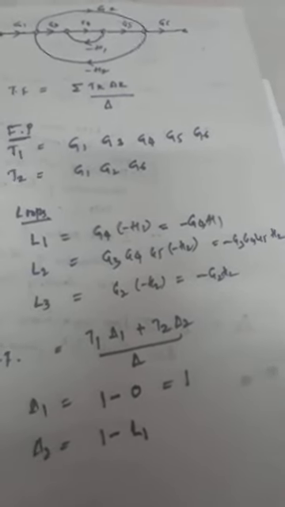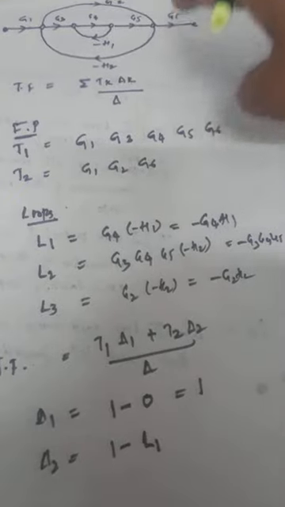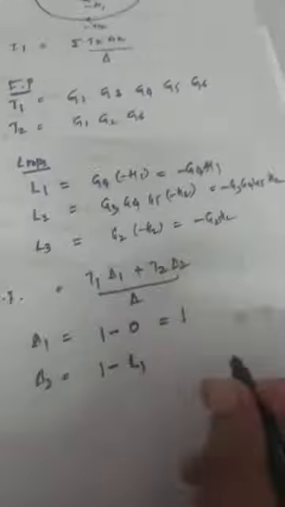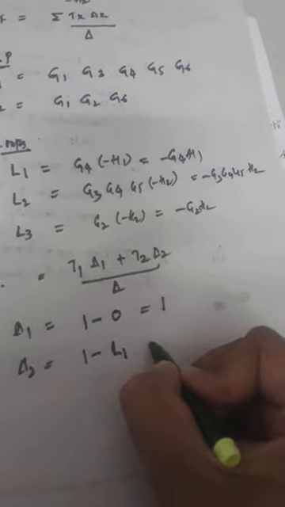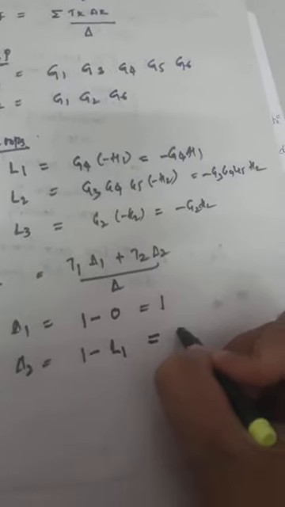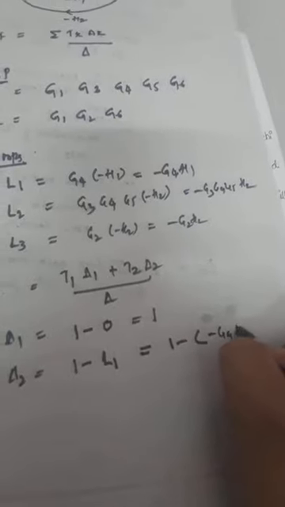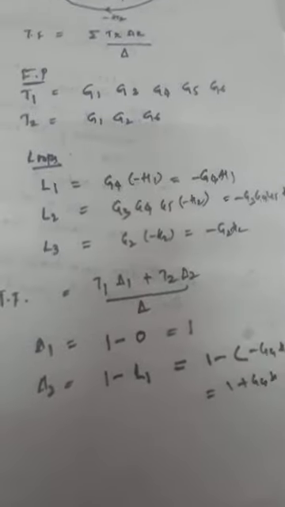Okay, loop L1. Again check for the second loop. The second loop is touching the second forward path. The third loop is also touching the second forward path. That means only the one loop L1 is not touching the second forward path. That's why delta 2 is equal to 1 minus L1. 1 minus L1 is nothing but here minus of G4 H1. Therefore 1 plus G4 into H1.